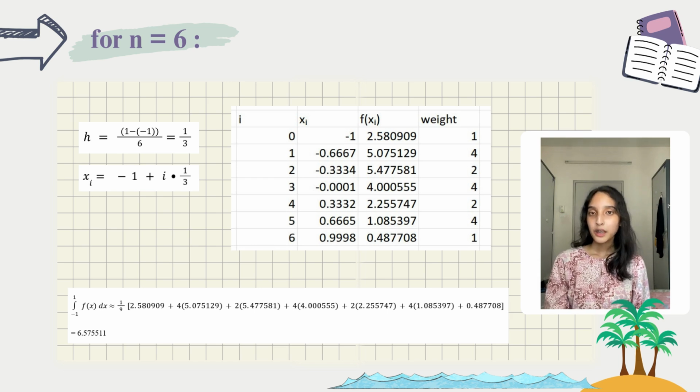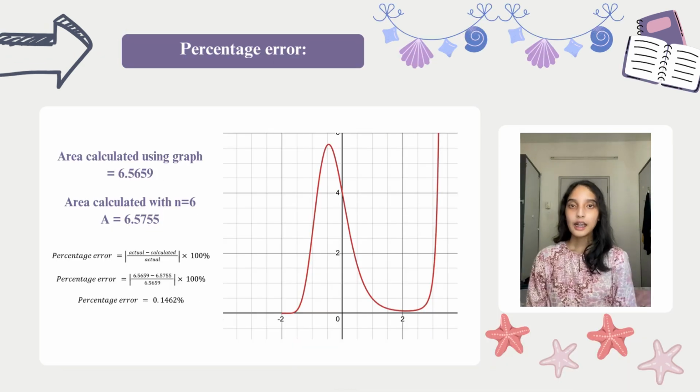And in order to calculate the xi values, we use the xi formula, which is xi equals a plus i times h. Then by using Excel, we plug in the values of i, from 0 until 6, and then Excel will compute the values for xi, f(xi), and weight. After that, we use the Simpson's rule formula, and we will get the area, which is 6.5755.